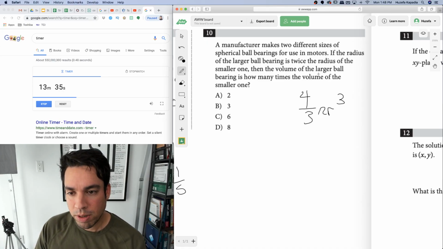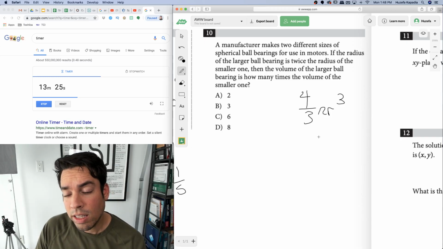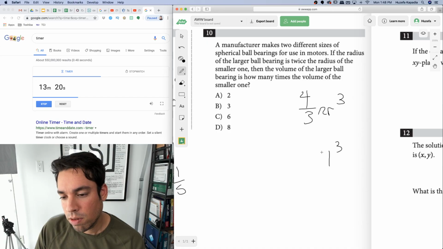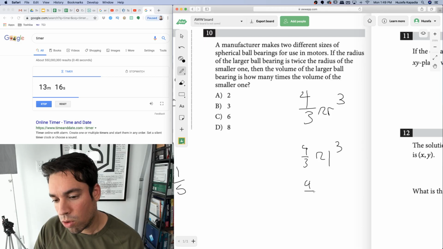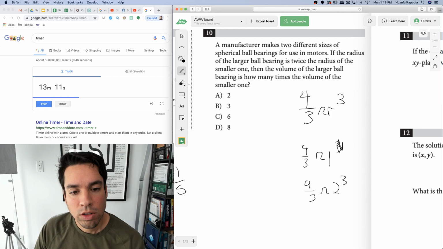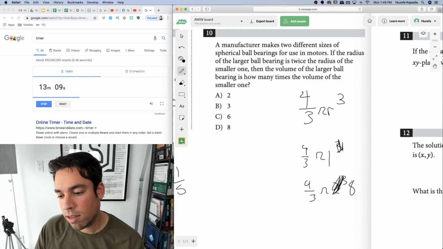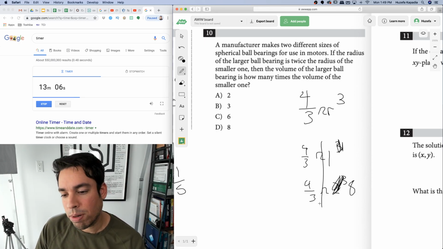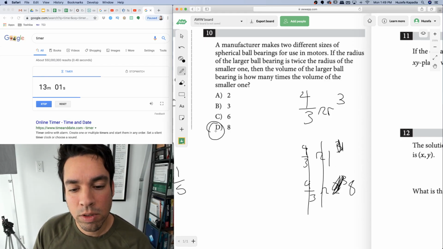The radius of the larger ball bearing is twice the radius of the smaller ball bearing. And then how many times bigger is the bigger one than the smaller one? All right, let's pick numbers. Let's pretend the radius of the smaller one is 1. Keep it simple. And the second one is double that, so it's 2. 4/3 pi 2 cubed. 1 cubed is just 1. 2 cubed is 8. So these are essentially identical. The pi's are the same, the 4/3 are the same, and this is 1 and this is 8. So it's obviously 8 times bigger, and that's it.